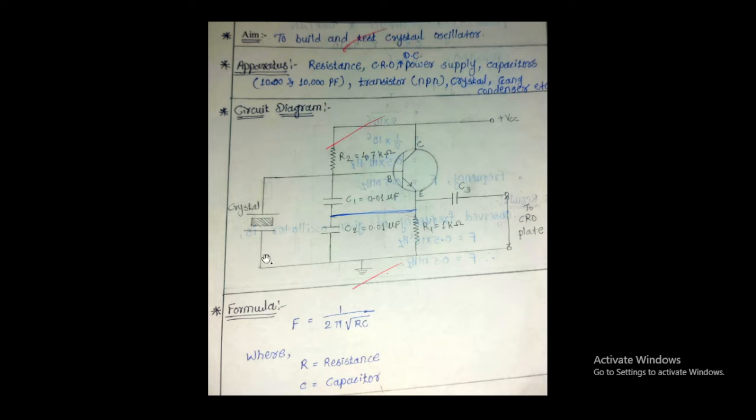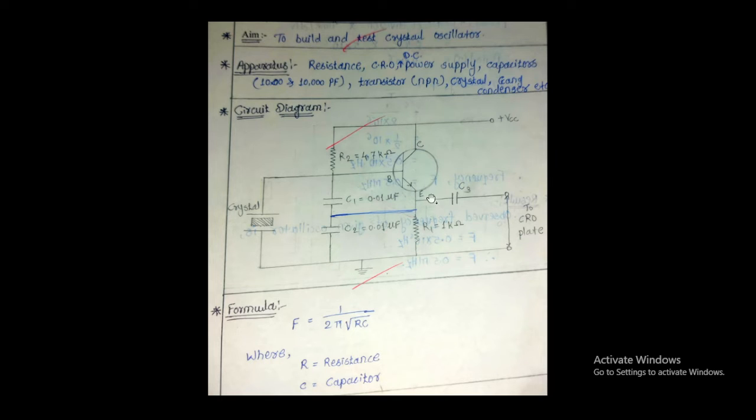It is the crystal connected between the base terminal of the transistor and the ground terminal of the whole circuit. It is an NPN type of transistor. The collector is connected in between this resistance R2 and the power supply VCC. Again, it is connected to the capacitor C1, and there is capacitor C2, and this C2 is connected to the other terminal of the crystal and ground.